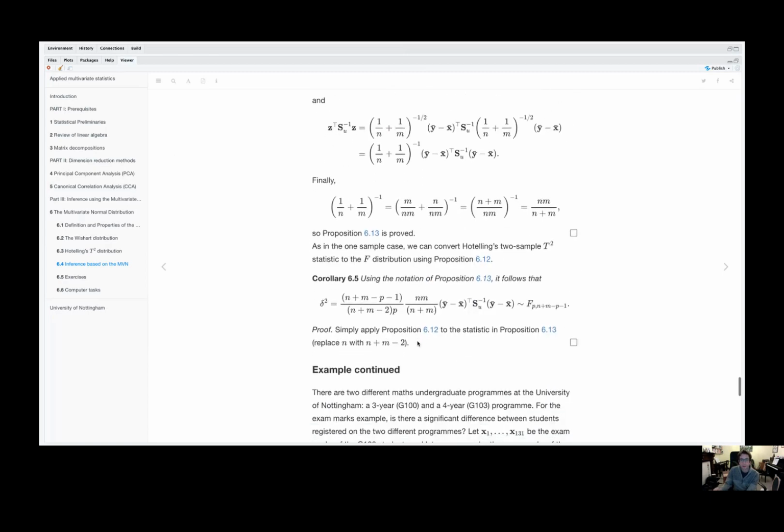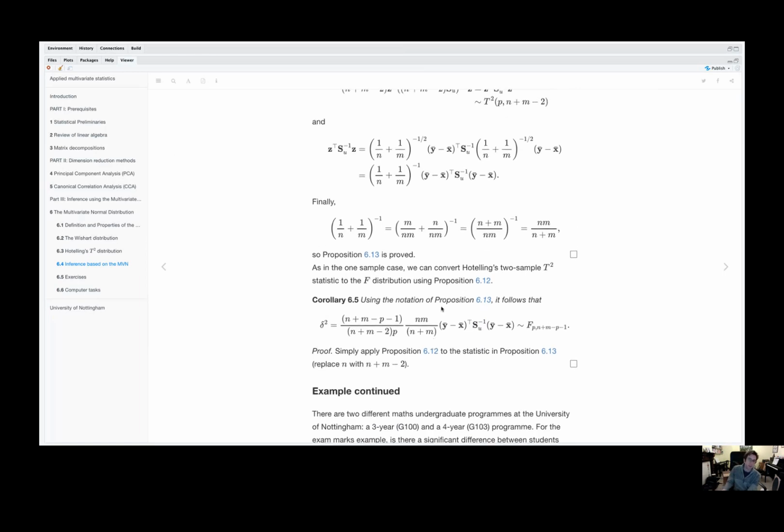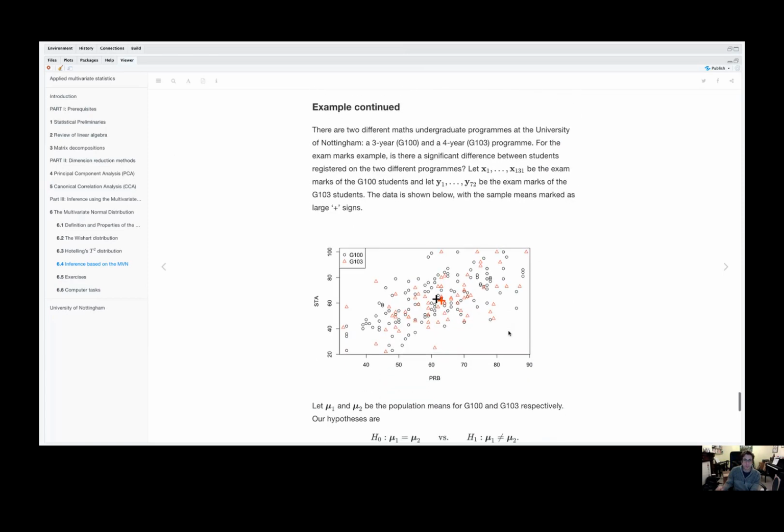So let's think about how we can use it in a hypothesis test. So again, rescaling the statistic we had before to an F statistic allows us to find a distribution we can work with. So let's look at doing this for the exam data we had. So let's suppose the students we had data on before are from 2 different programs. Some of the students are on the 3 years maths degree. Some of the other students are on the 4-year maths degree.